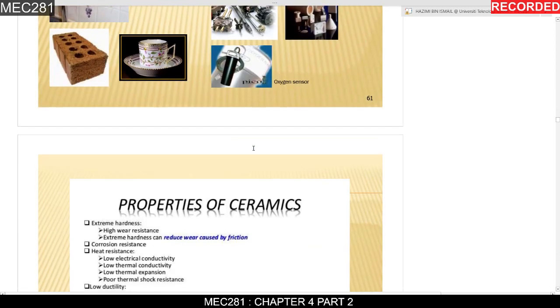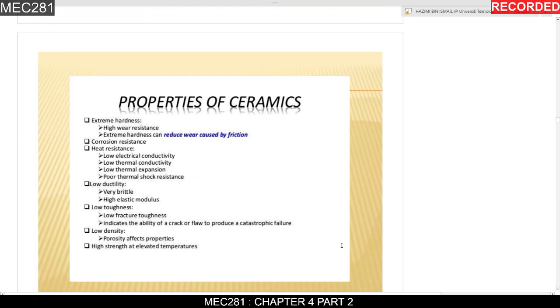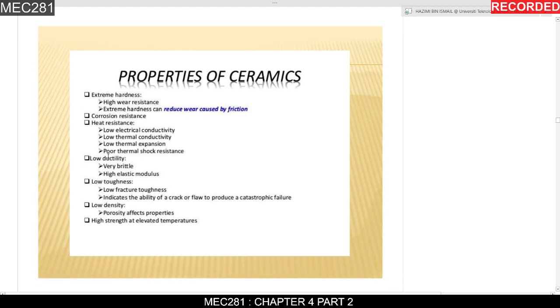These are the general properties of ceramics. There may be specific properties for different types of ceramics, but these are the general ones. Basically, ceramics have extreme hardness and high wear resistance. They are corrosion resistant; of course, it is not metal, so it doesn't have corrosion problems. They also have very high heat resistance because of low thermal conductivity and low thermal expansion. That's why you use a ceramic teacup when you put in your tea, coffee, and so on.